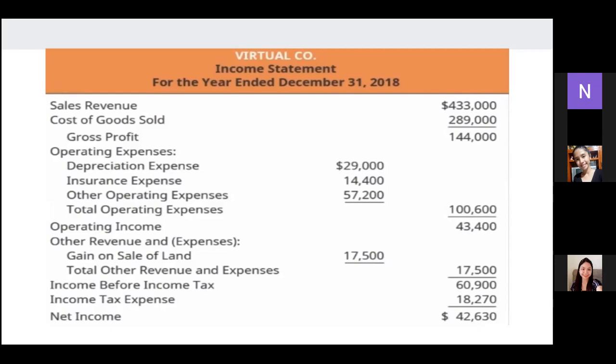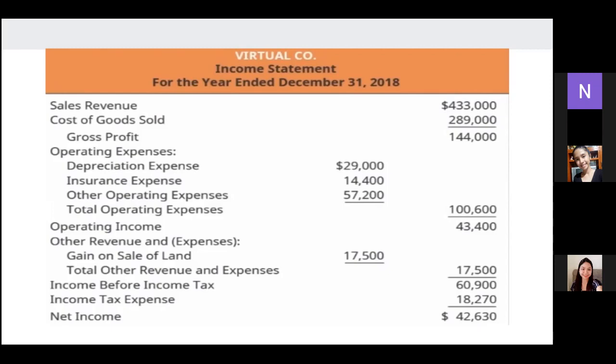So, here in income statement, we have the sales revenue, less the cost of goods sold, is equal to gross profit. So, we have sales revenue amounted to 430,000, less cost of goods sold amounted to 289,000, and we got a gross profit amounted to 144,000.